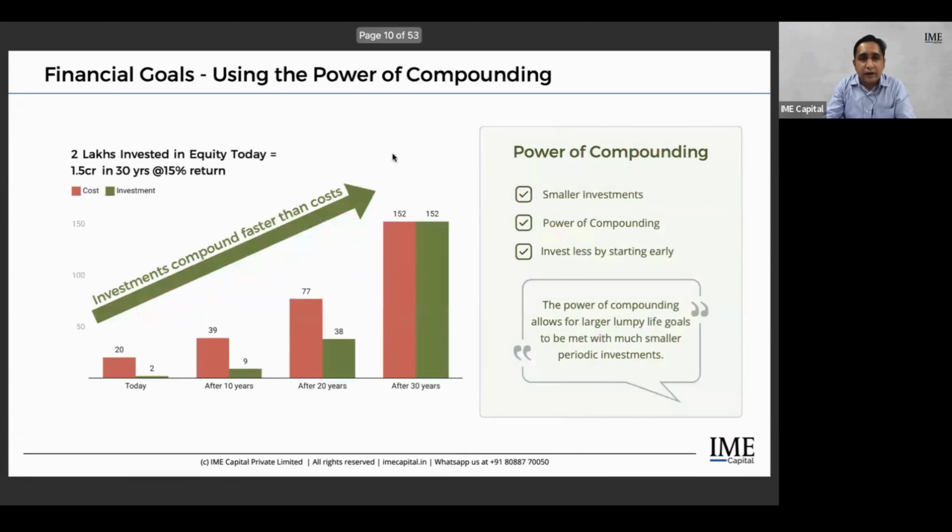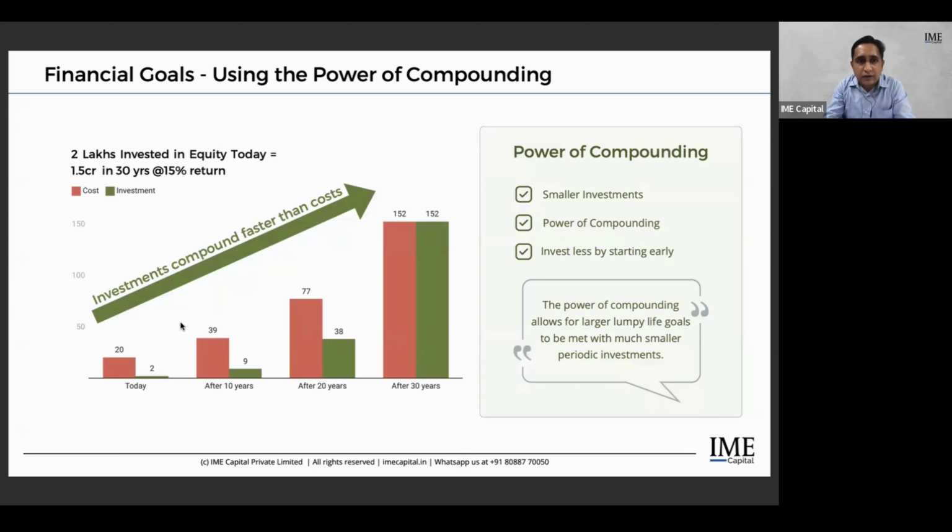Now, how do you mitigate inflation? This is really where the power of compounding comes in. The same 1.5 crore goal 30 years down the line, which is a 20 lakh expense as of today, may be 1.5 crores in the future. If you invest 2 lakhs today and it's compounding at 15%, 2 lakhs would actually become 1.5 crores. So a much smaller investment, because of the power of compounding, can meet really large, substantial goals. And this is where it becomes important to invest less by starting early.